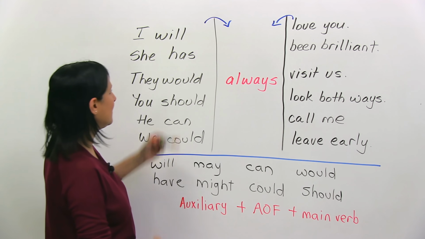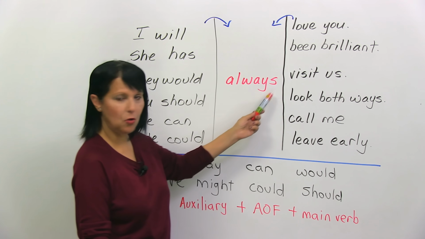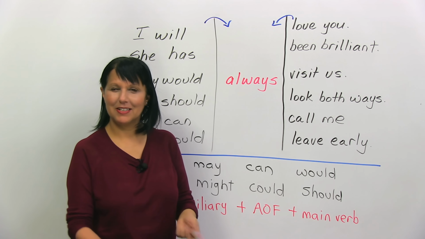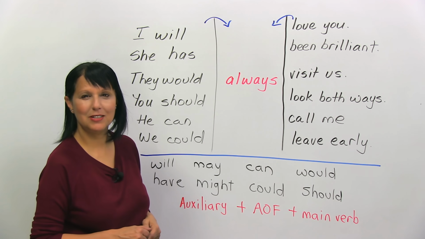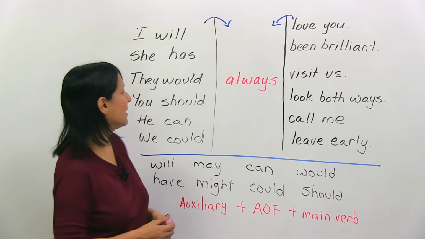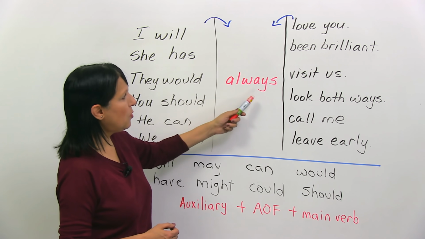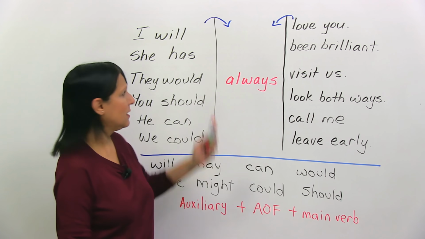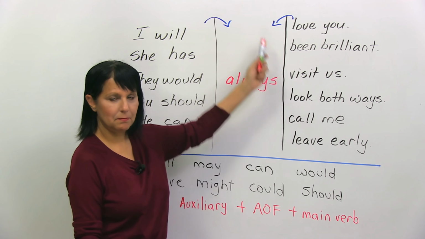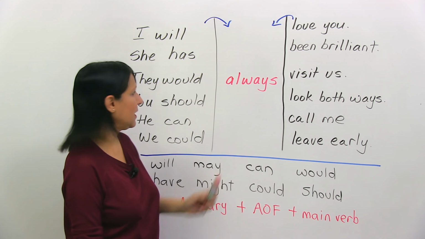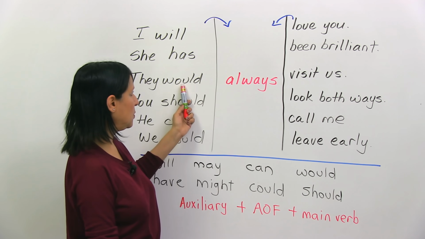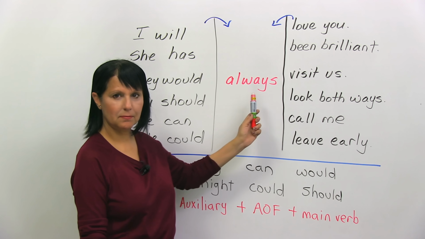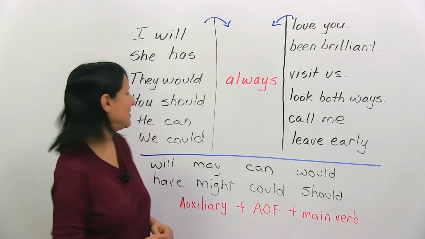Let's look at an example. I will always love you. There was a famous song by that name, right? By Whitney Houston. I will always love you. All right. She has always been brilliant. Has been, always goes in the middle. Okay. They would always visit us. Would, visit, always goes in the middle.